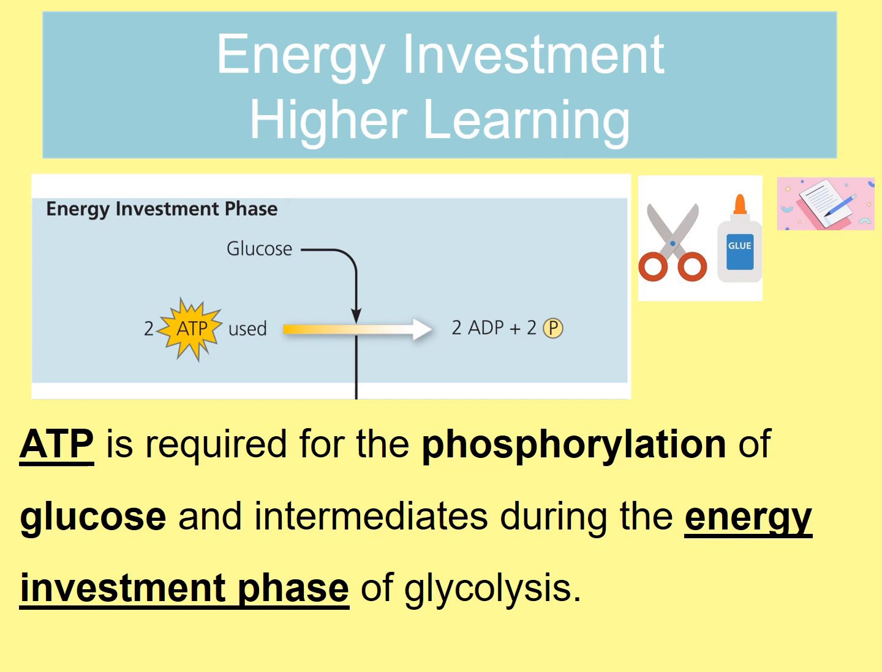So adenosine triphosphate is required for the phosphorylation of glucose in the first half of glycolysis. And what we see here is that the ATP passes over its phosphate group and its energy to allow glucose and intermediate molecules in that phase to undergo this breakdown reaction, this oxidative process. 2 molecules of ATP are invested per glucose molecule at this stage.